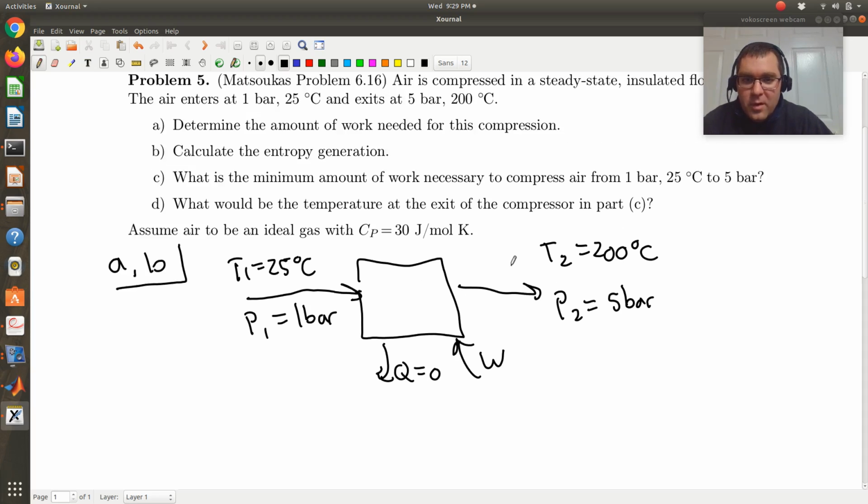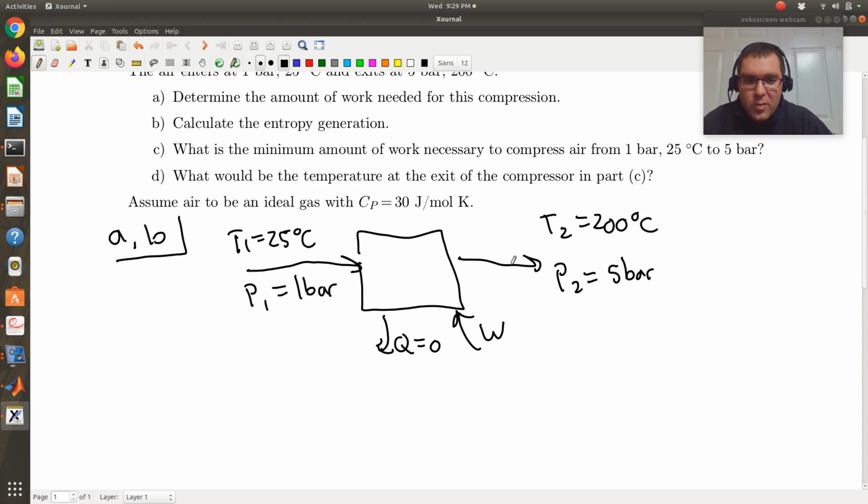All right, so let's start. So let's calculate the work. Just looking, I know my inlet temperature and pressure. I know my exit temperature and pressure. So the state of my system is completely specified in both cases. So let's start with our first law balance and calculate W.